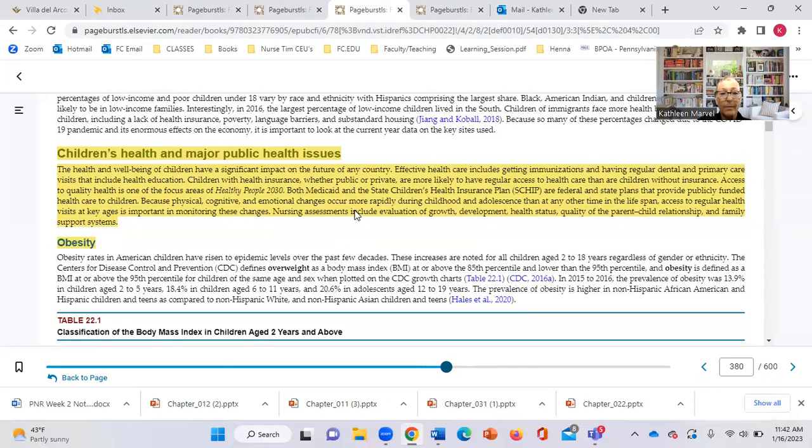Okay. So we know that children's health is a very big focus and a major public health issue. We know that the health and the well-being of our kids have a significant impact on the future of the country, right? So some of the things we think about when we think of what is effective healthcare for kids: immunizations, dental care, health education. We know that kids with insurance, whether public or private, are more likely to receive better access to care and health care than children without insurance.